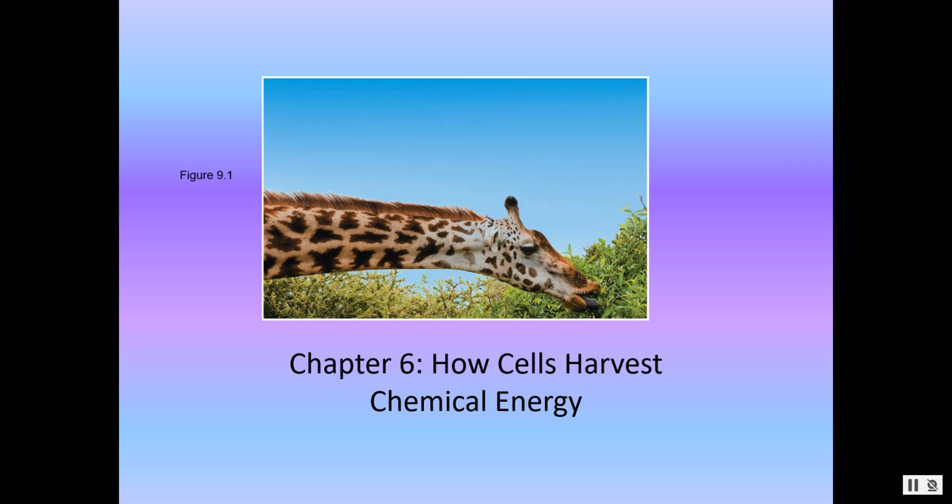So with chapter 6, what we're going to do is talk about energy conversion. We're going to talk about how cells need energy to function and how those cells get that energy. So what you can see here in this picture is a picture of a giraffe, and the giraffe is obviously eating some leaves. And basically what that means is that the giraffe is going to obtain energy from those leaves in the form of sugar. And then the body is going to convert that into ATP for cellular work.